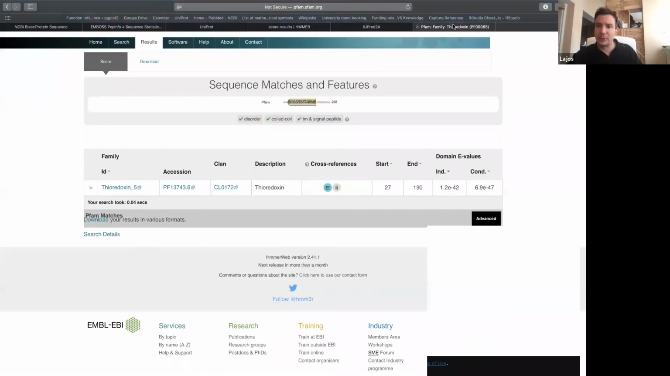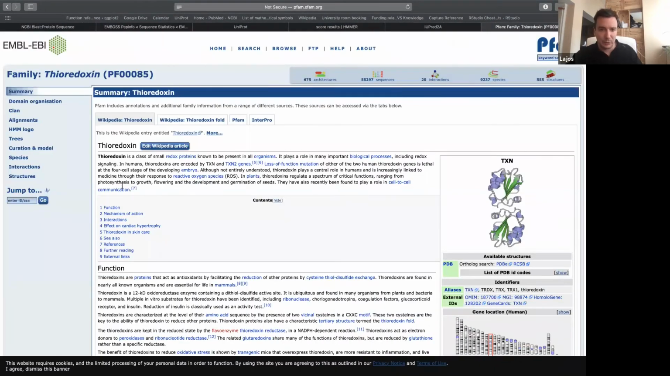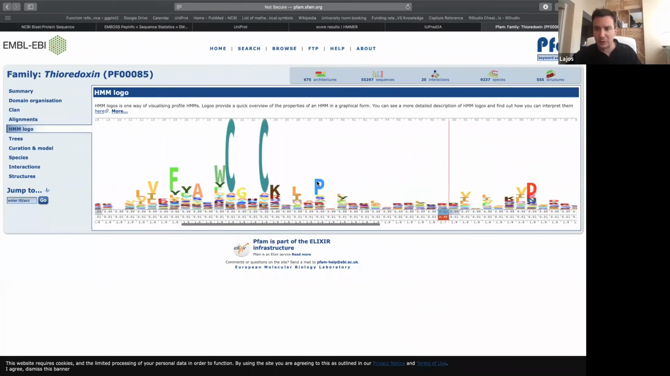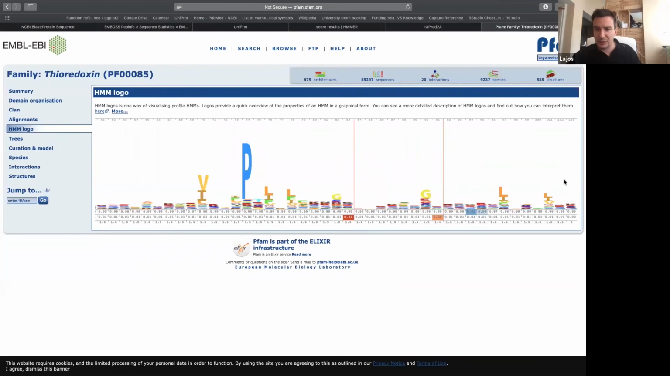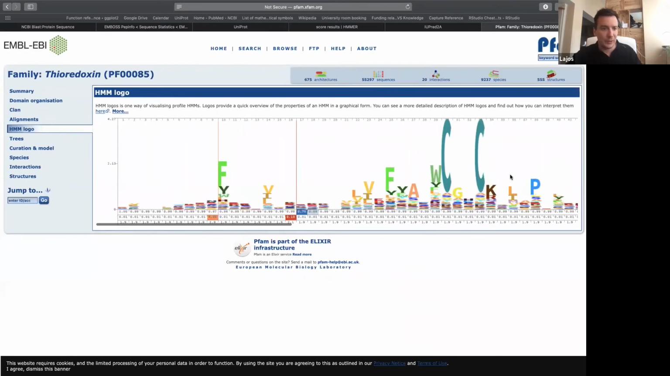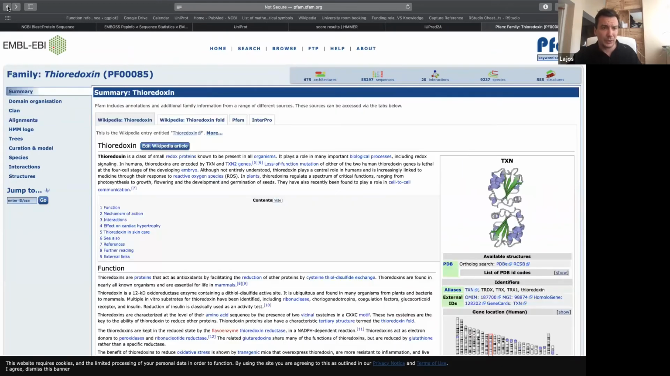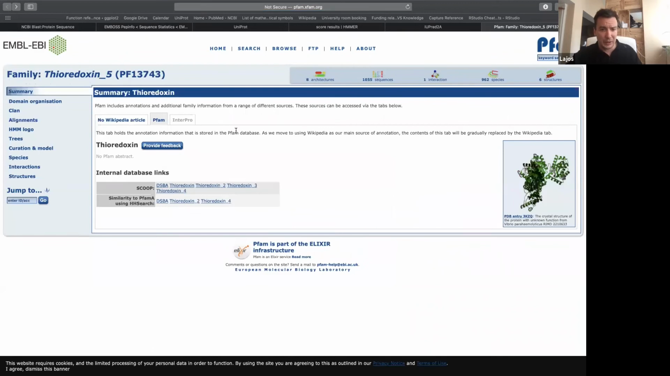And I will just go here. So you can always look at the alignments or actually the HMM logo and see the size. It's 103 here. I don't think it's much shorter than a normal thioredoxin. Let's see the 5.